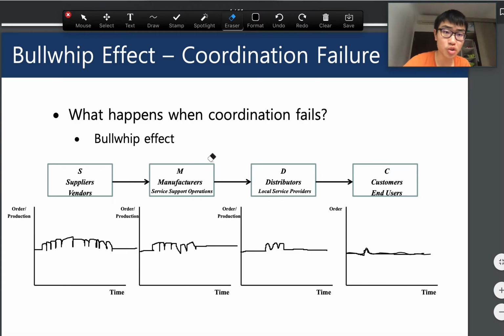As you can see, the customer orders 10 products, and the distributor wants to stock more. That is okay, actually that is reasonable, plausible, and they stock maybe 30 products. But then the manufacturer believes that 30 is the number of customers' orders, so they may stock more, 50. And the supplier may look at the manufacturer and believe this is the real number of orders, so they're stocking even more. Maybe 100 products in the end.